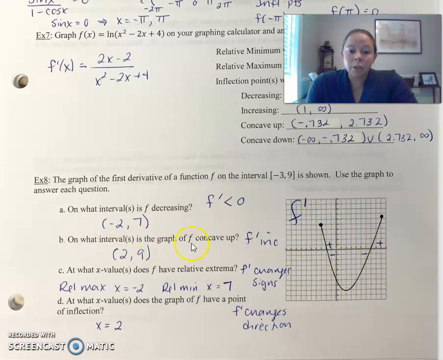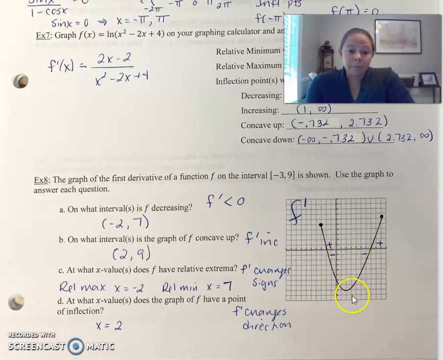On what intervals is the function concave up? That's when the derivative is increasing. Okay. At what x values does the function have a relative extrema? So when is your derivative equal to 0 and what's happening? So at 0 here, when it crosses the x-axis, I go from positive to negative, I have a relative max. And here it goes from negative to positive, I have a relative min. And then finally, at what x values does the graph of the function have a point of inflection? When does your derivative change direction? When does it go from decreasing to increasing or vice versa, increasing to decreasing?